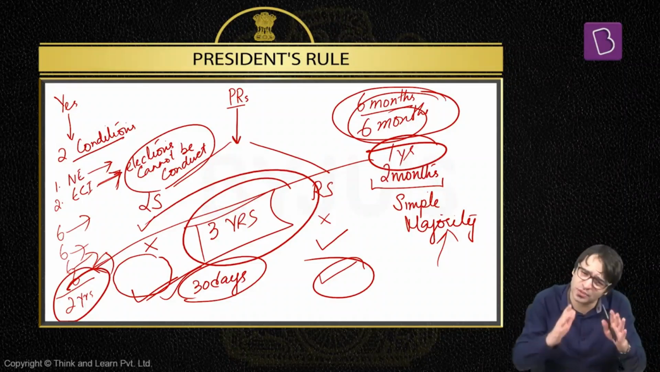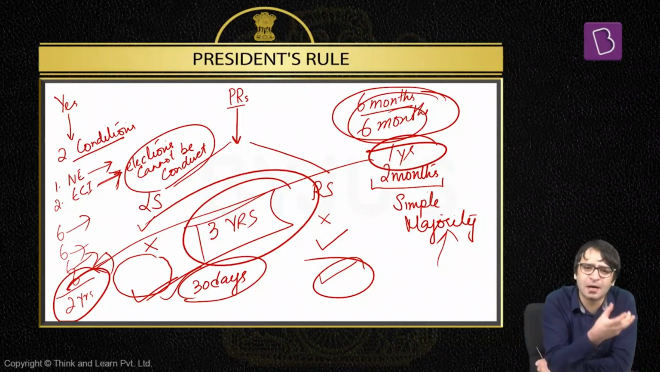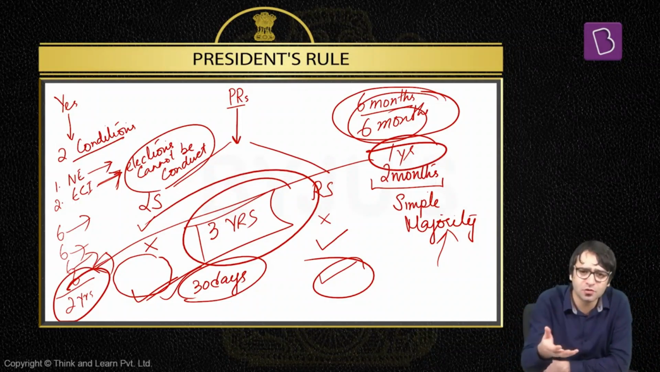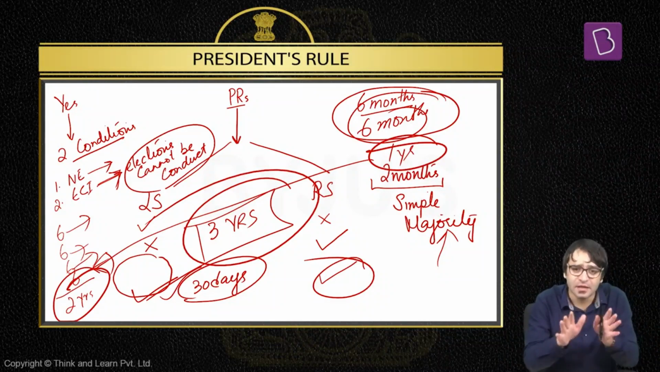At any point in time, it can be revoked by the President on the basis of the advice of the Cabinet headed by the Prime Minister. Or if Lok Sabha approves President's rule, Rajya Sabha does not, within 2 months, the President's rule is revoked. Rajya Sabha approves President's rule, Lok Sabha does not, which means the President's rule is revoked. These are the ways in which President's rule stands revoked in a state.